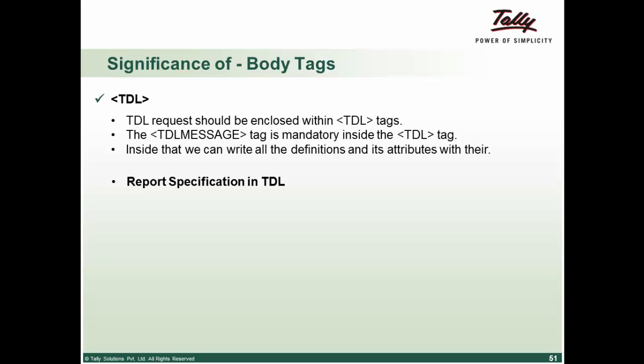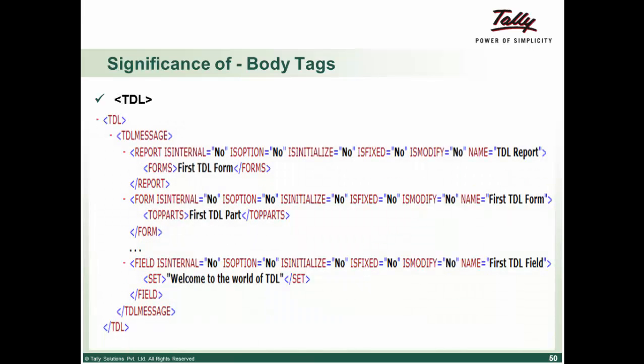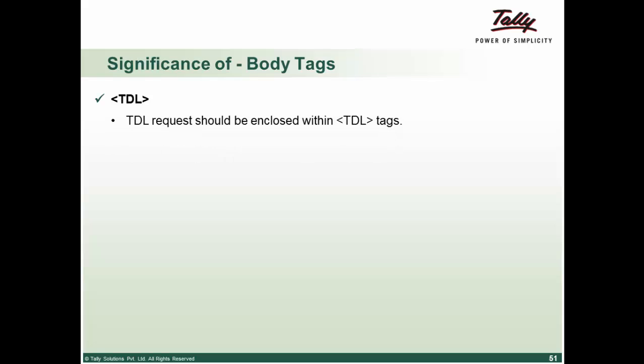In the earlier example, the value of the Tally request was export. Let me just show you once again. This is the TDL that we are trying to send. The Tally request here is export and the type would be data. The ID would be my TDL report. This report name should come inside the tag report within the TDL tag. So that is what we have done.